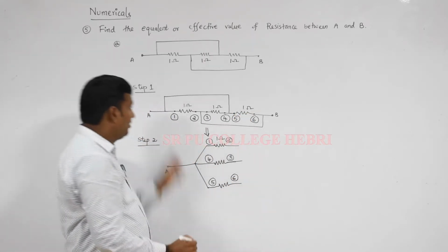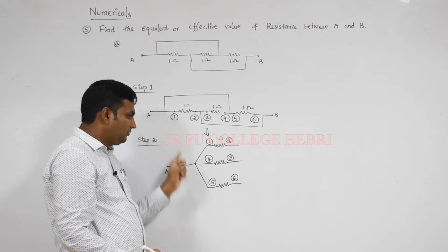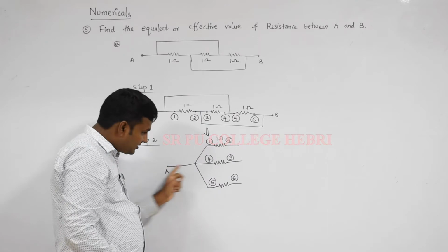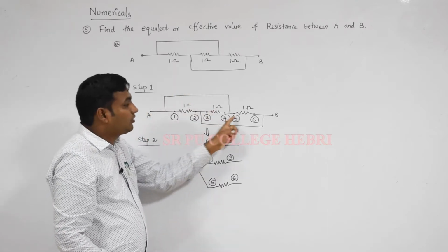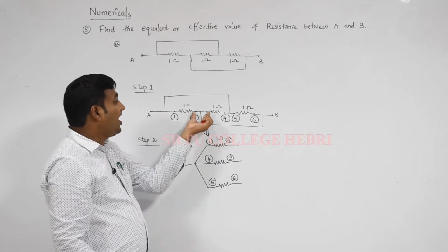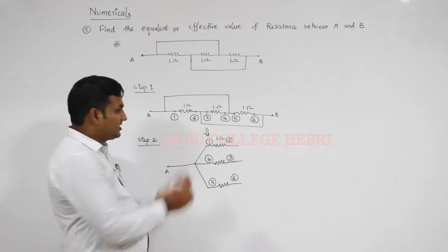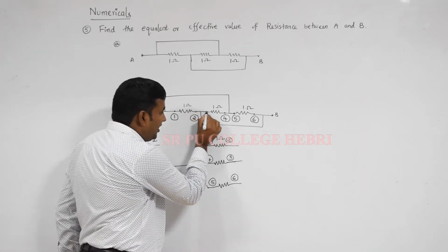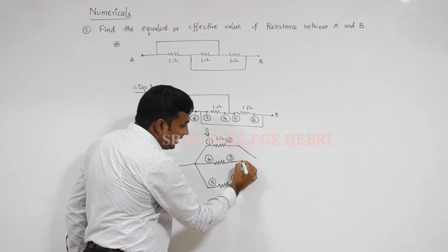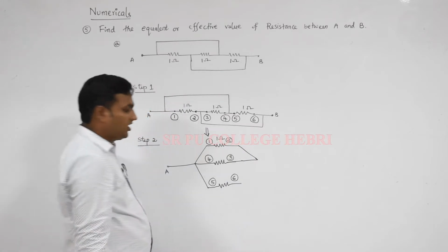I repeat, A is connected to terminal 1, it is connected here. A is connected to terminal 4, it is connected here. A is connected to terminal 5, it is connected here. Now check this, 2 and 3. In case of this circuit, 2 and 3 are connected here. 2 and 3 are connected like this.